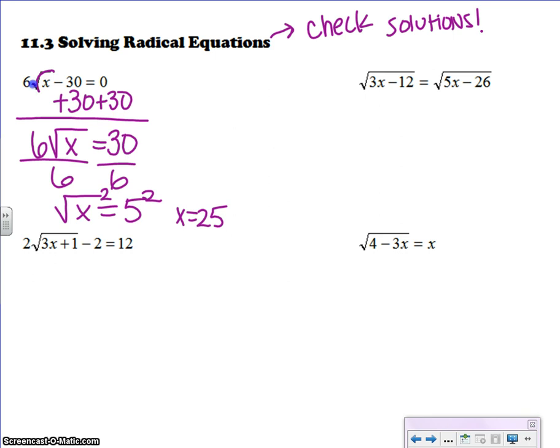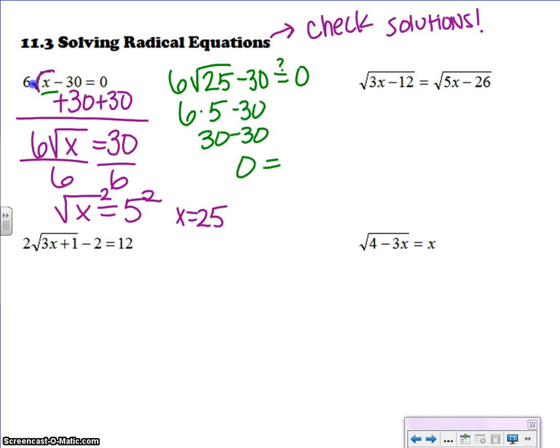So you plug this back in right here. 6 times the square root of 25 minus 30. And we want to know if that's equal to 0. So 6 square root of 25: 6 times 5 is 30, minus 30. We do in fact have that 0 is equal to 0. So this works out. So what I want you to do is try the next 3 on your own, and we're going to go over those on Tuesday, and then we'll figure out what we still need to review from solving radical equations.